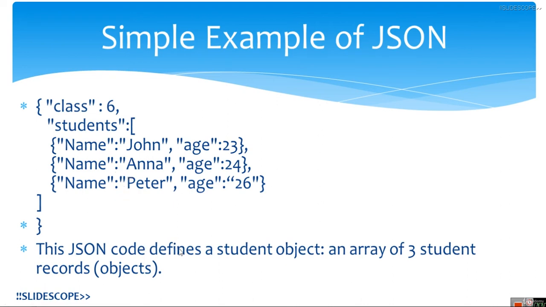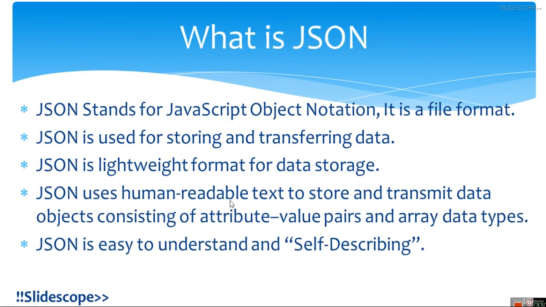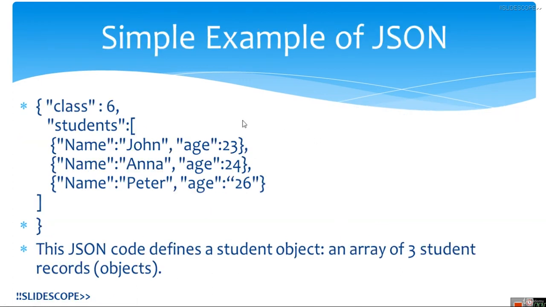So this JSON code defines a student object which has an array of 3 students or 3 student records which are objects. Now read the definition once again. JSON uses human readable text to store and transmit data objects consisting of attribute value pairs and array data types. So you can see we have attribute and value pairs. This class and its value, the students and its value, and you can see the value of students is in the form of an array.